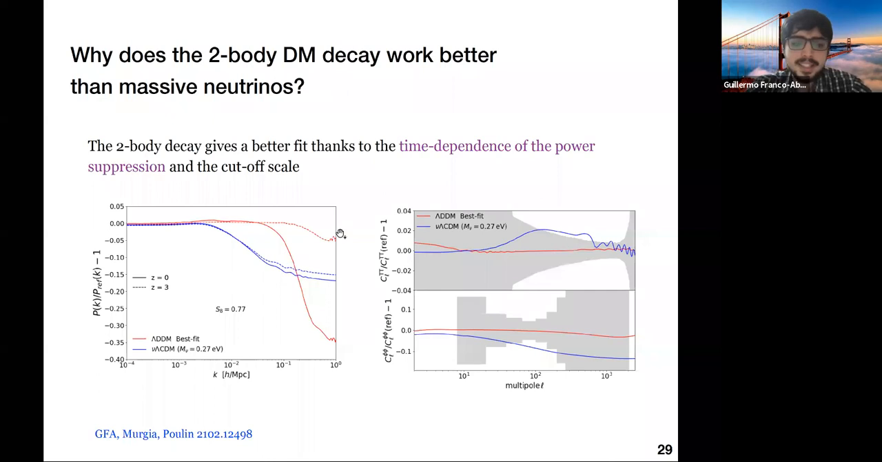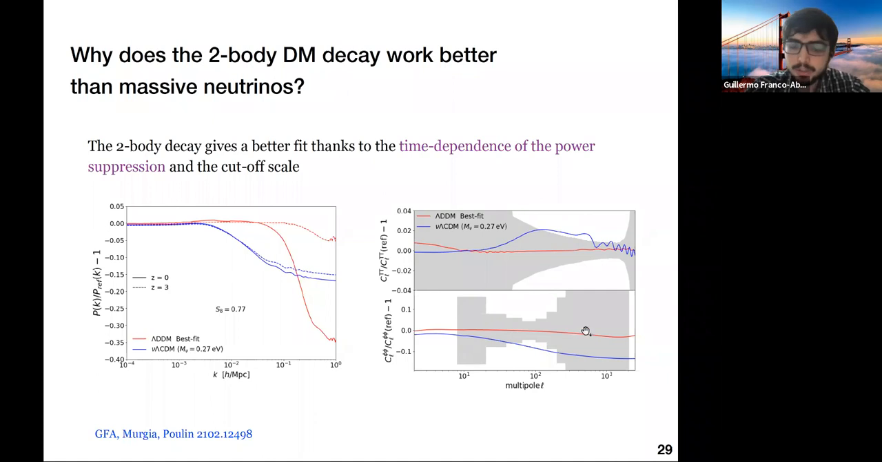And what we see is that the amount of suppression in the decaying model at high redshifts is actually very small. And this is simply due to the fact that in the past, there was less warm dark matter that was produced. On the contrary, the amount of suppression in the massive neutrino model is very important at all redshifts. And this leads to very strong effects on the CMB spectra that rule out the resolution.